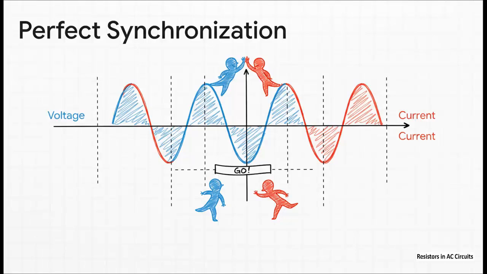Across a resistor, voltage and current are perfect dance partners. They are totally in sync. When voltage hits its peak, bam, so does the current. When voltage crosses that zero line, the current is right there with it. They are in perfect lockstep every step of the way.